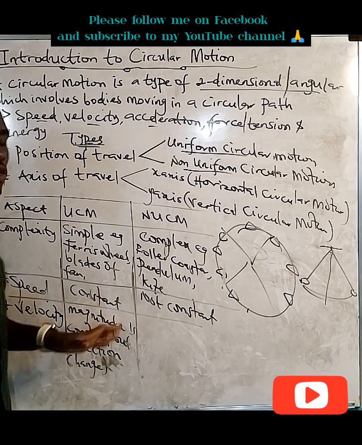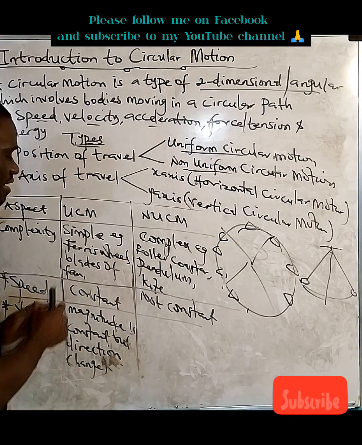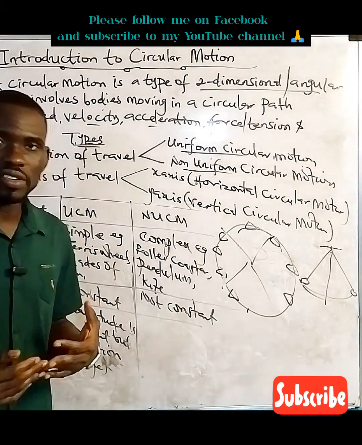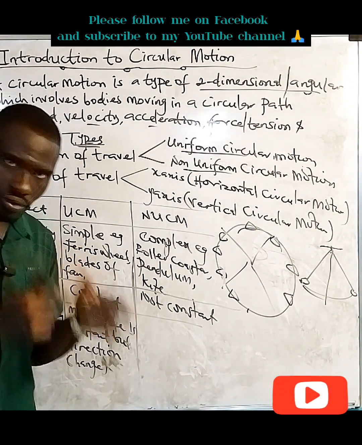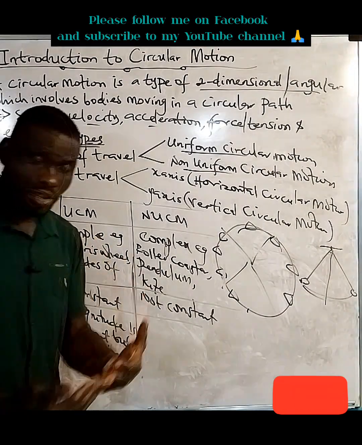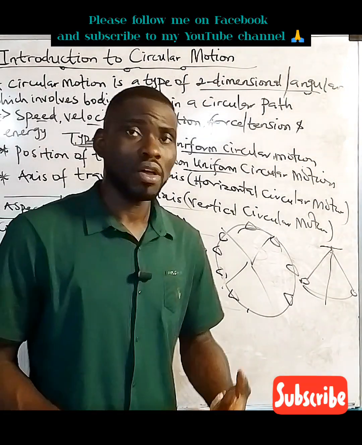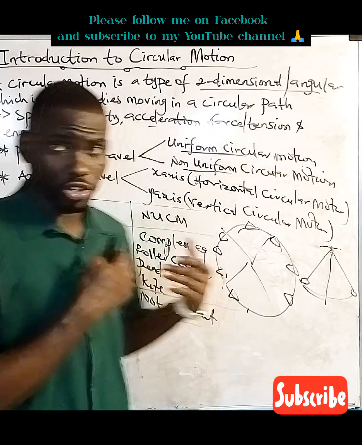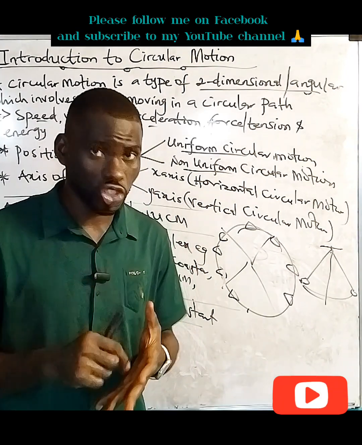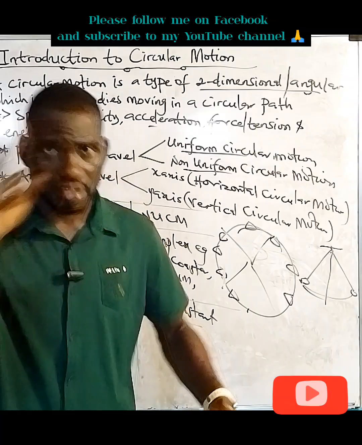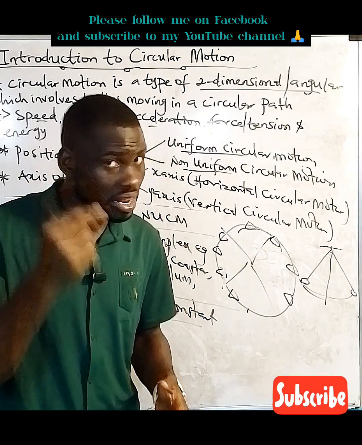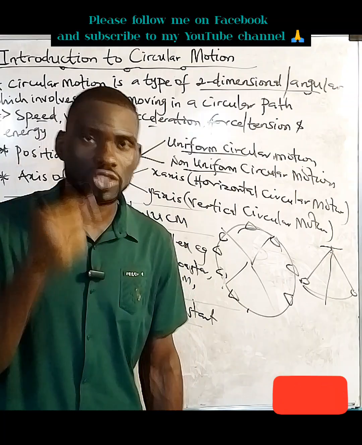When we look at a uniform circular motion, apart from the fact that the speed is constant, don't forget what speed is. Speed is a scalar quantity. Speed is distance traveled over time taken. So for uniform circular motion, the distance traveled per time taken is always constant. What it means is that the speed does not change. As the body moves like this, the distance it covers over time taken, just for uniform circular motion, does not change.